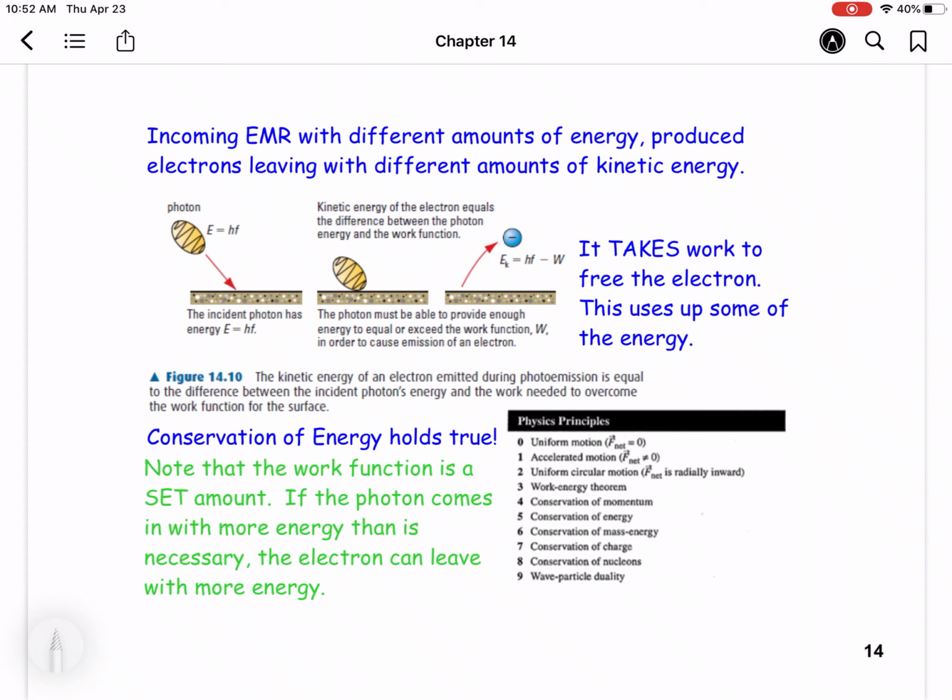Now every metal has a different work function, but it's always the same. So for every photon that comes in, if I send in a photon with just enough energy, then the electron loses a little bit of energy. If I send in a photon with lots of energy, it's going to leave with it. But how much they each lose is the same. All right, again, this sticks with our conservation of energy, which is number 5 here.